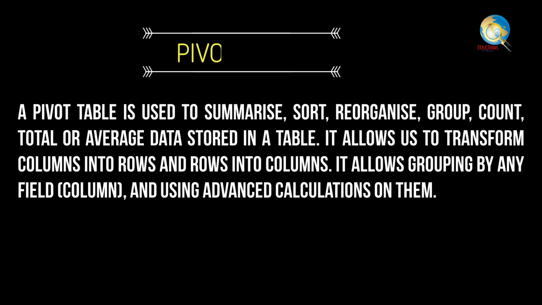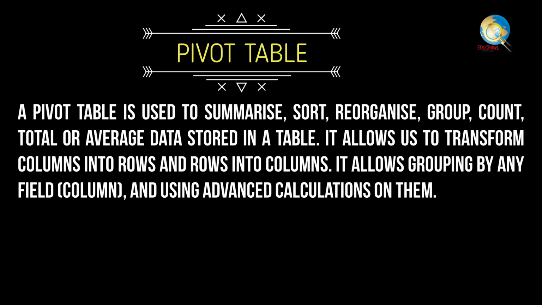A pivot table is used to summarize, sort, reorganize, group, count, total or average data stored in a table. It allows us to transform columns into rows and rows into columns. It allows grouping by any field, whether it may be a column or anything, and using advanced calculations on them.